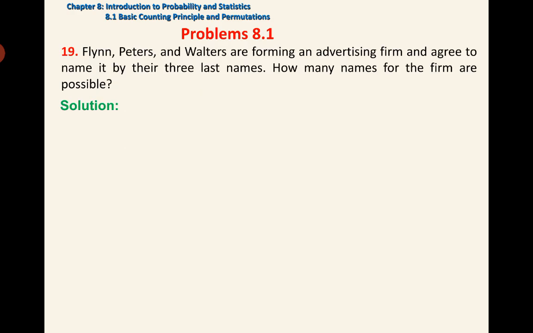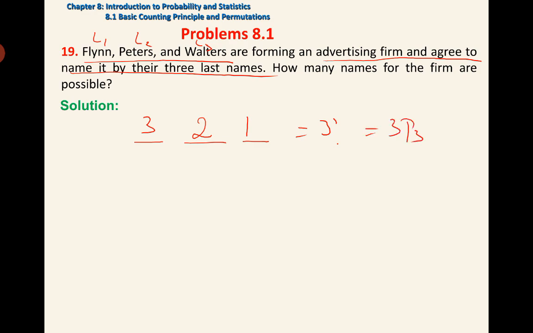Next. Flynn, Peters and Waters are forming an advertising firm and agree to name it by their last names. So they have 3 last names. Last name 1, last name 2, last name 3. So there are 3 words for the firm. The first position can be filled by any of the 3 names. If you use one name here, there are 2 names remaining. Out of 2, 1 can be chosen here, remaining 2. This is 3 factorial, which is 3P3, isn't it? The answer for 3 factorial is 6.